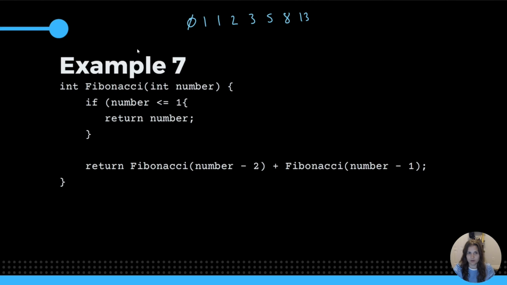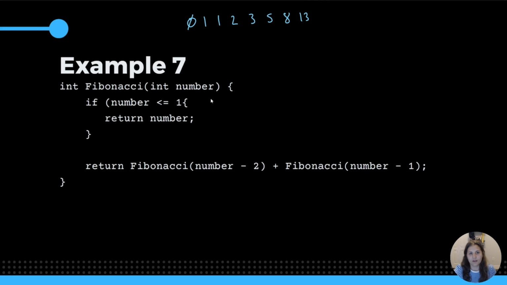For our Fibonacci sequence, we're writing the recursive function this way: if the number is less than or equal to 1, we're going to return the number. So if it's 0, we're going to return 0. If it's 1, return 1. Otherwise, we're going to return the Fibonacci sequence of the previous two numbers.